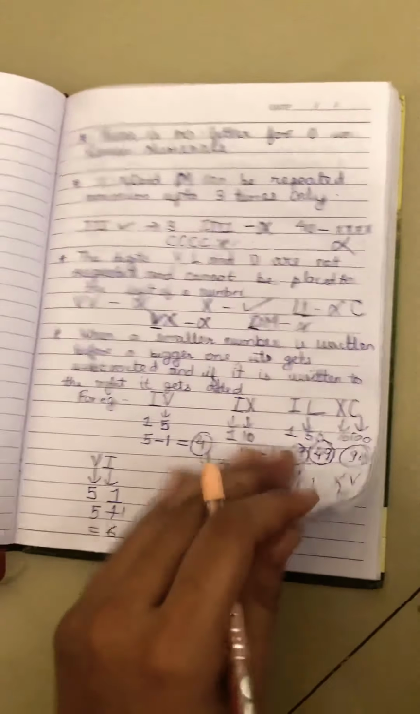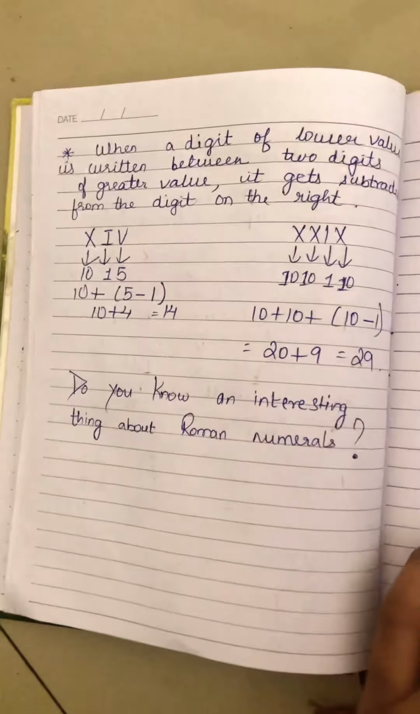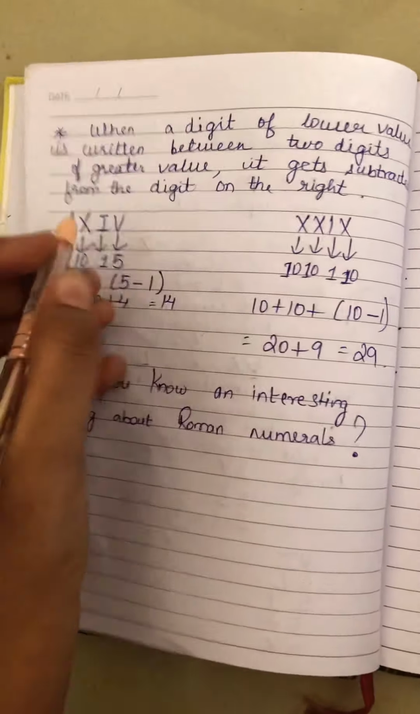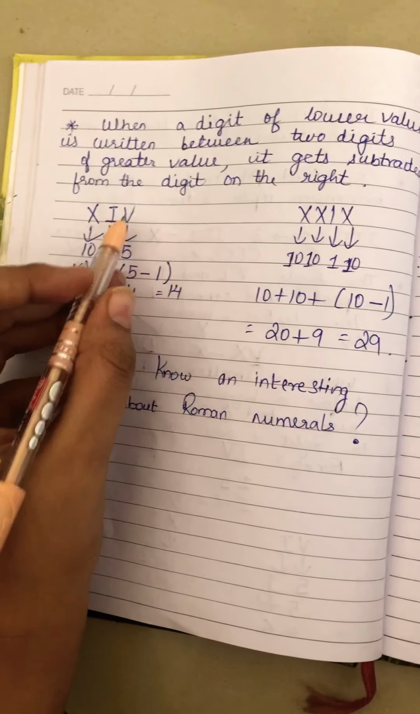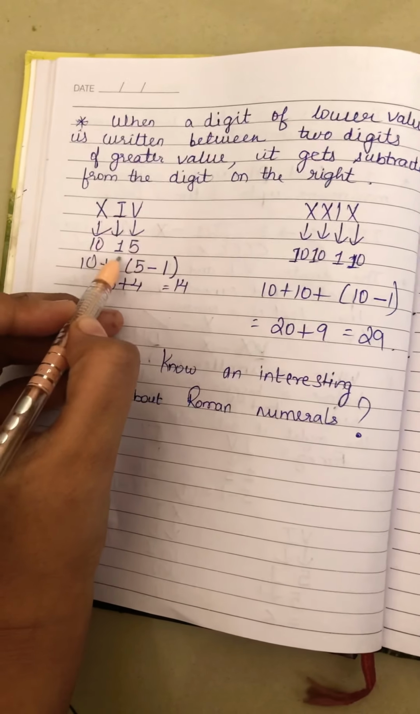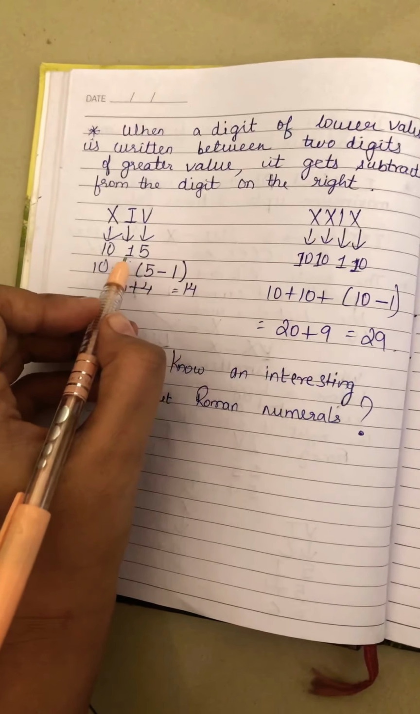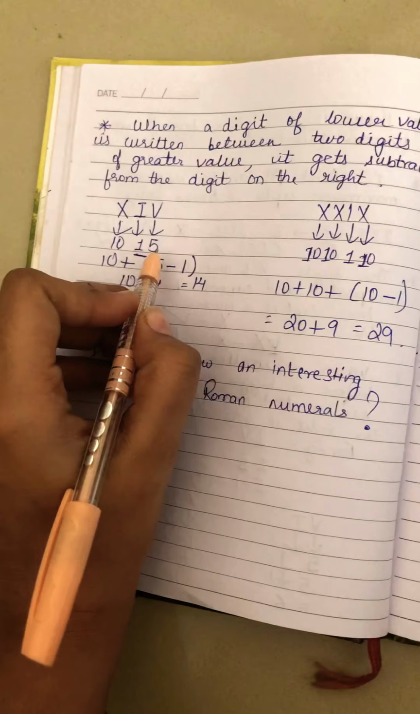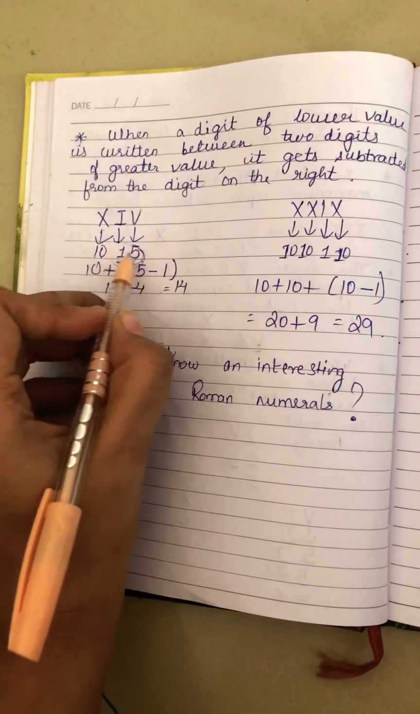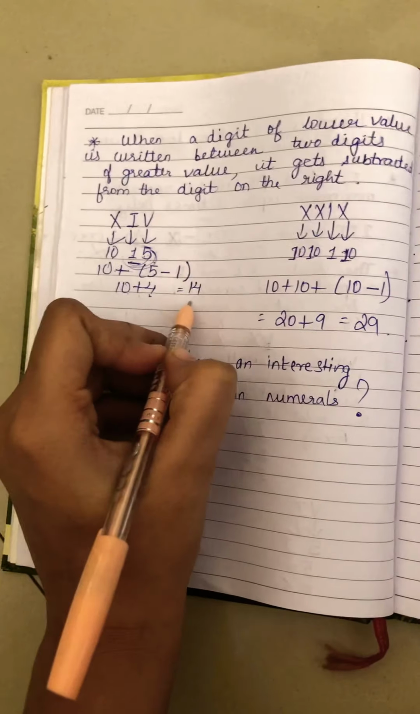Now, the next rule is, when a digit of lower value is written between two digits of greater value, it gets subtracted from the digit on the right. Now see, here we have a 10, which is a greater number, and 5 is also a greater number. In between these, I have kept 1, which is a smaller number, right? So 10, 1 and 5. Now, this smaller number will be subtracted from the digit on the right. That means 10 plus, we will subtract from this 5 minus 1. 5 minus 1 is how much? 4. So 10 plus 4, 14.